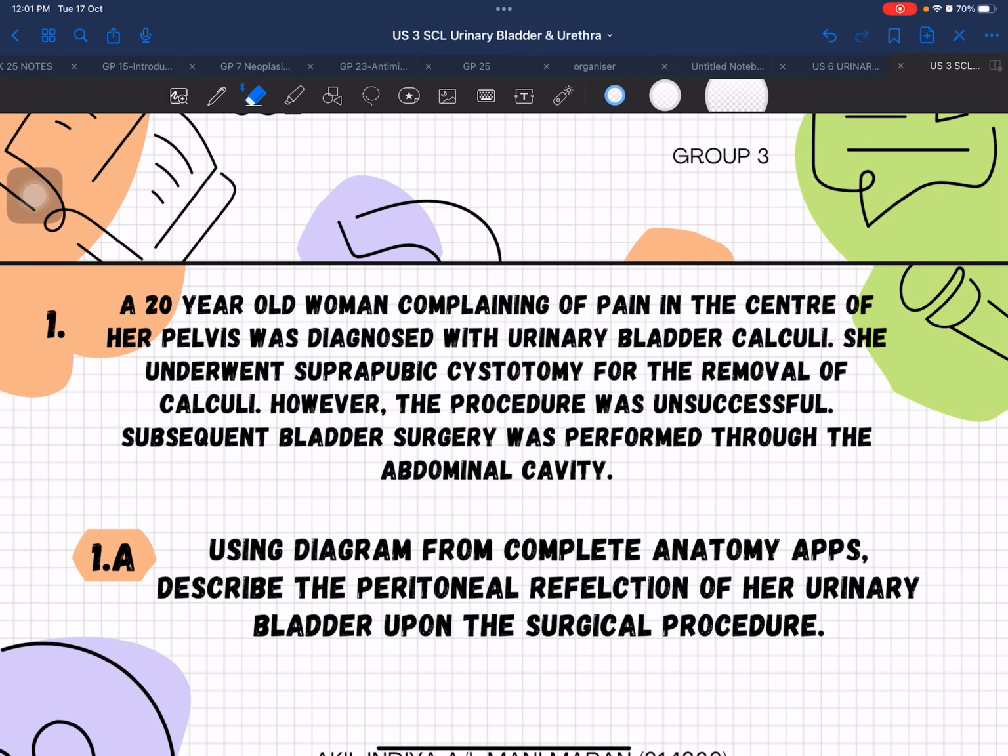About the urinary... sorry. However, the procedure was unsuccessful. Afterwards, subsequently, the bladder surgery was performed through the abdominal cavity, because as we know, the urinary bladder is found within the abdominal cavity. So using a diagram from the Complete Anatomy application, describe the peritoneal reflection of a urinary bladder upon the surgical procedure.